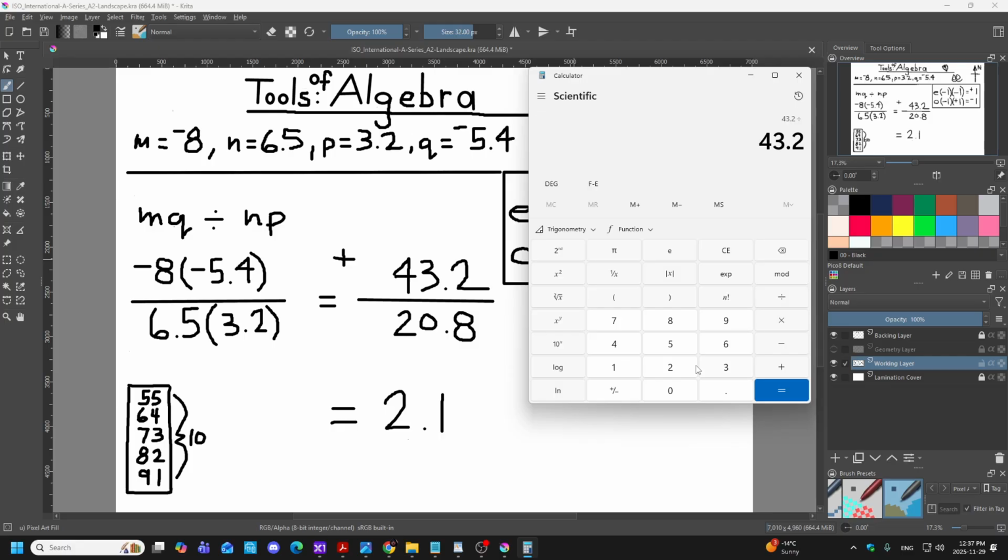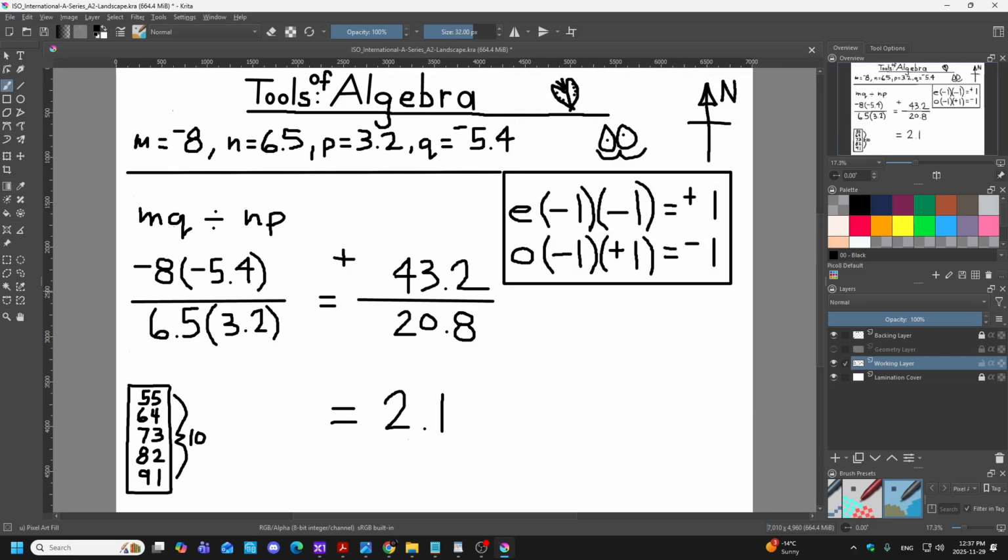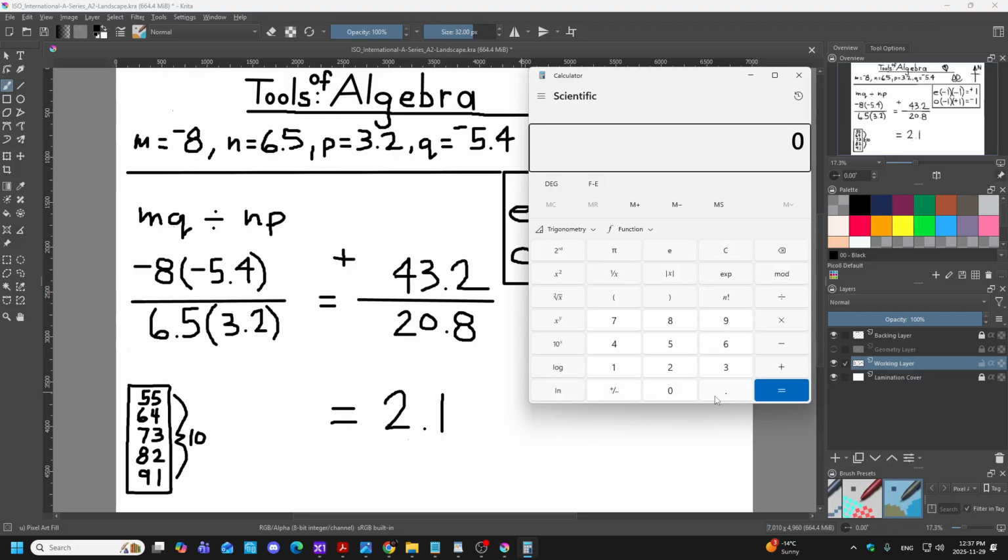43.2 divided by 20.8. Get the same answer. Okay, do you understand, guys and gals? So if you want to, you can do the same thing with your calculator.